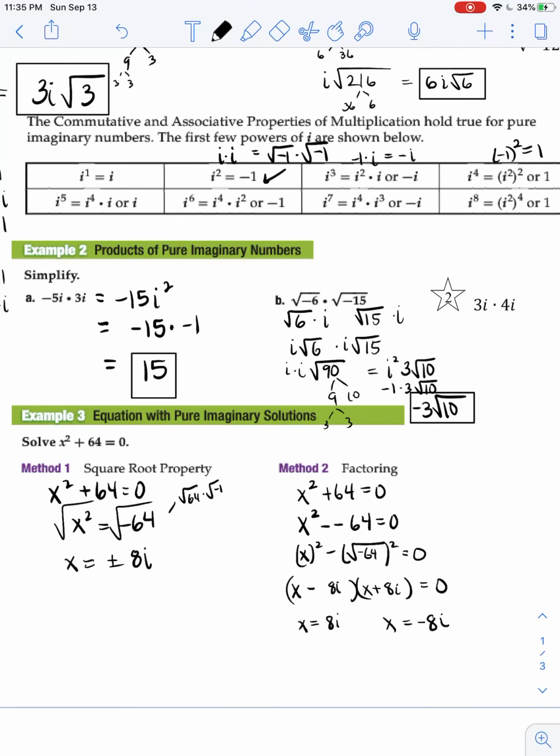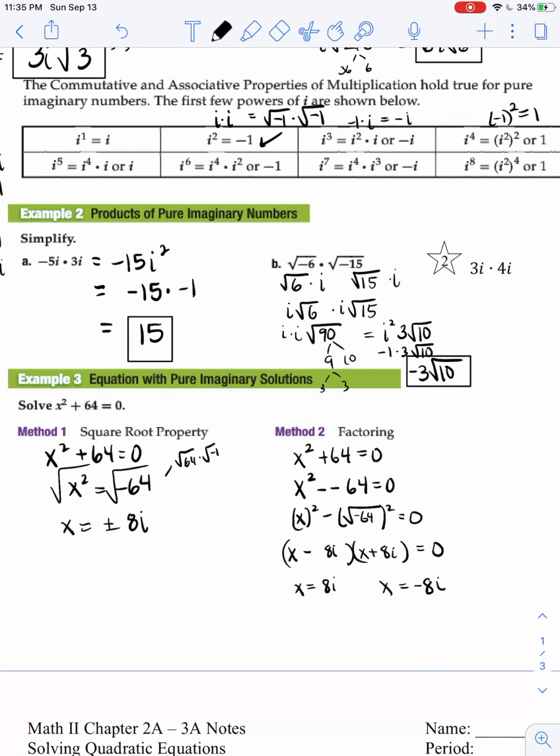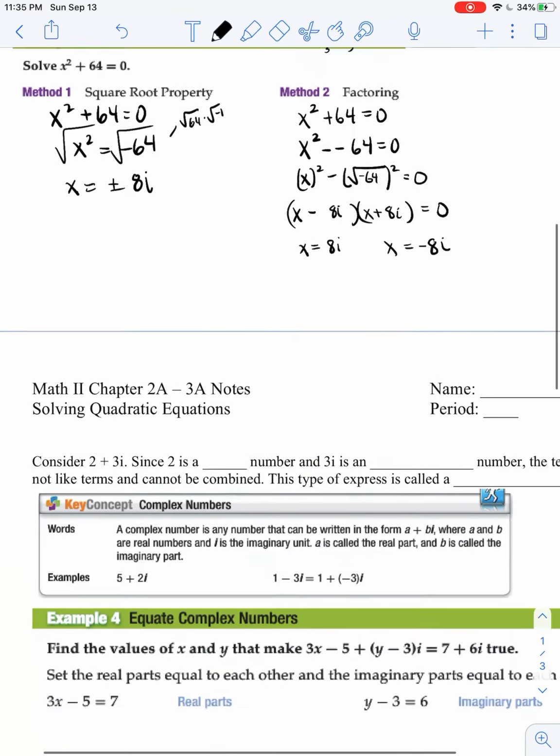If that way didn't make as much sense, that's okay. You can always do it with the square root property. I'm just trying to show you that it's the same thing as difference of squares, except with a negative square, and that works out. You can have a negative square because of imaginary numbers.